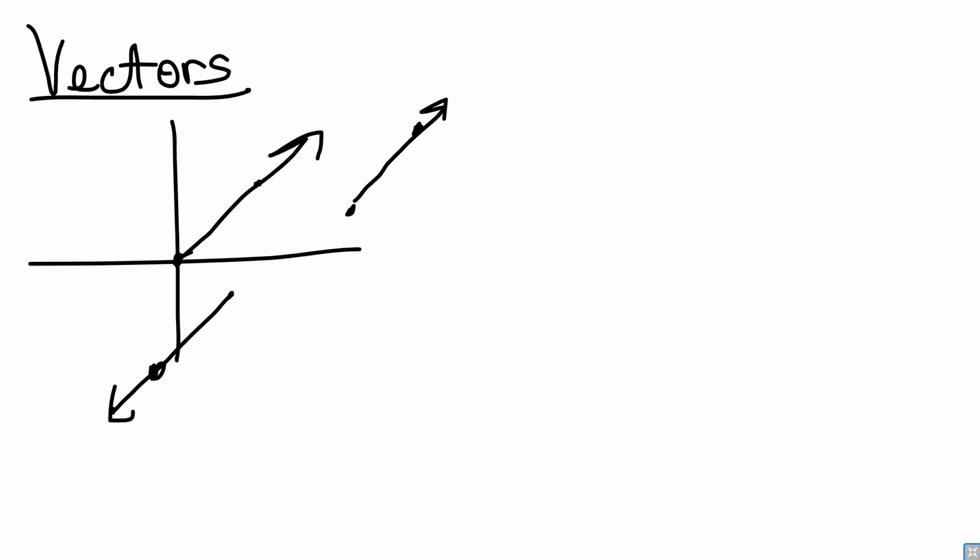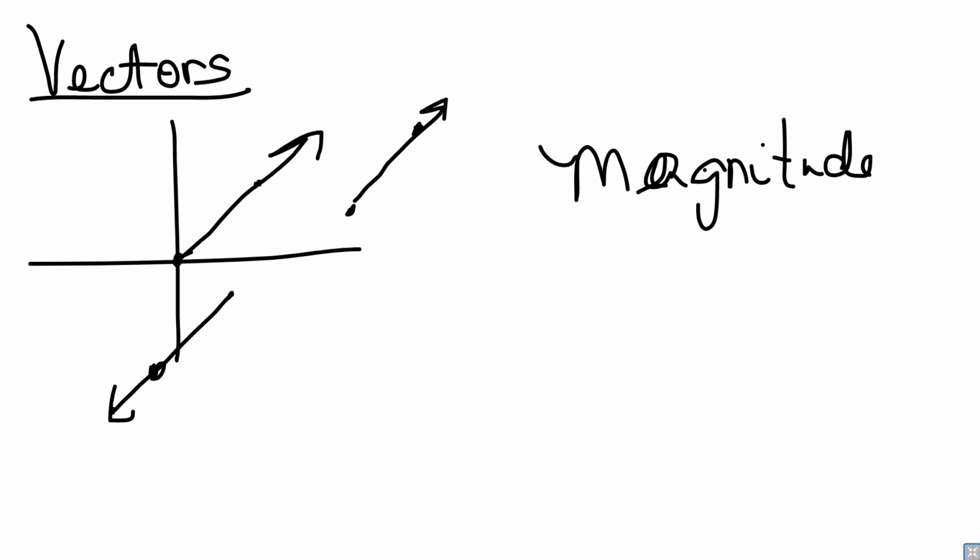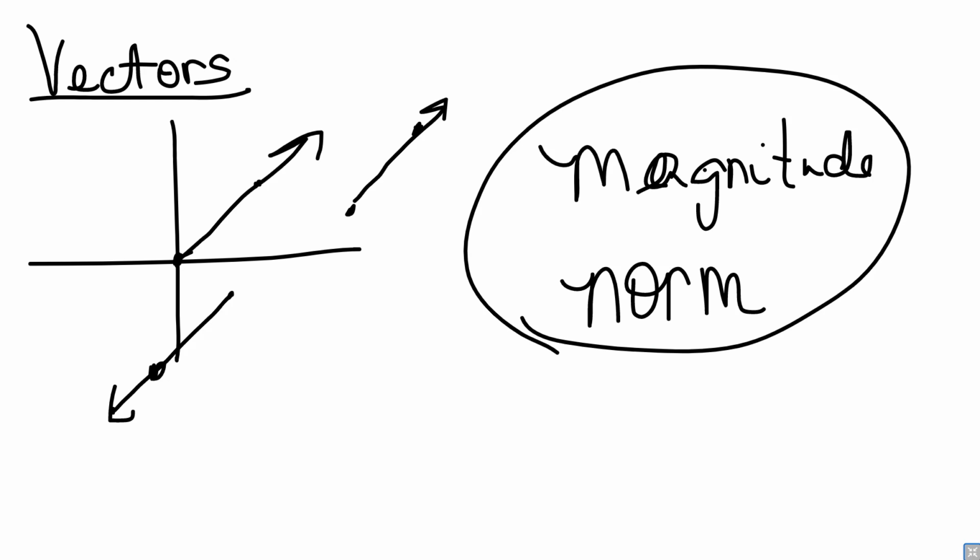Now, the other thing that we do with vectors is deal with them in terms of finding the magnitude. Depending on the textbook, and I think sometimes in physics, it may be referred to as the norm. Basically what you're doing is finding the distance. Let me give you an idea of what the magnitude really is.